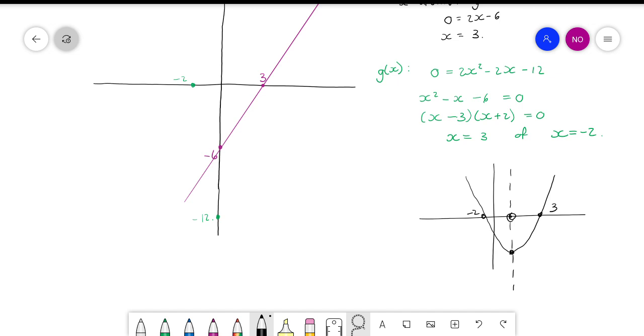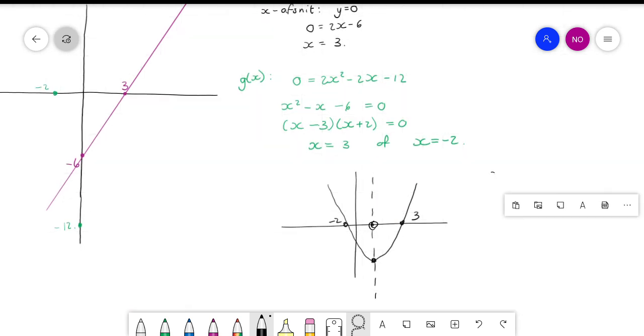Daar's ander maniere ook om dit te doen. Daar's soos daai minus b op 2a. Do you remember that one? So to find the x value of the turning point is negative b on 2a. You can do that as well. Of jy kan vierkantsvoltooiing doen, completing the square, but that takes some time.